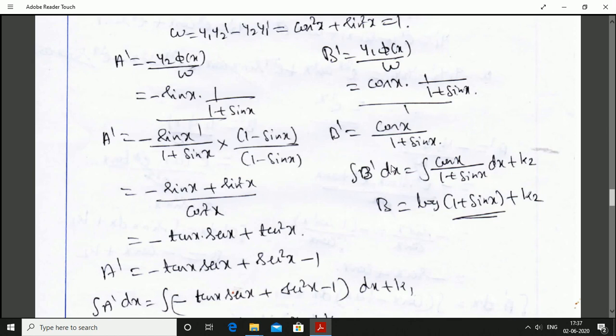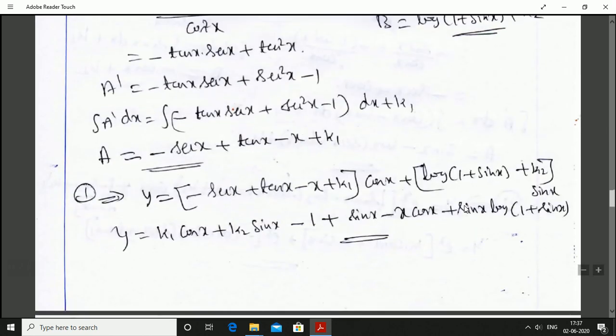Okay. It is directly integrable. It is of the form f dash x divided by f of x. Integral of f dash x by f of x is logarithm of f of x, because the function is 1 plus sin x, its derivative is cos x. Okay. F dash x divided by f of x, it is of the form. So its integration is logarithm of f of x, nothing but logarithm of 1 plus sin x plus k2.